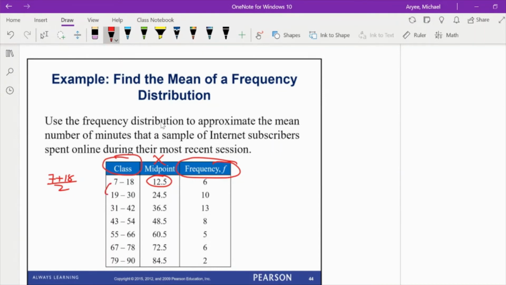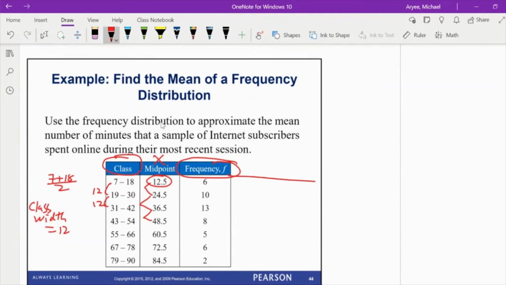Then you can look at this. This is jumping by what? 12. It's jumping by 12. So you could add 12, plus 12 gives you this, plus 12 gives you that, plus 12. Once you get the first one, you can generate the remainder of the values by the class width, because the class width in this case is 12. So it's jumping by 12.